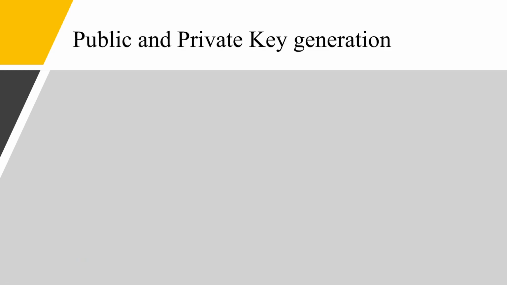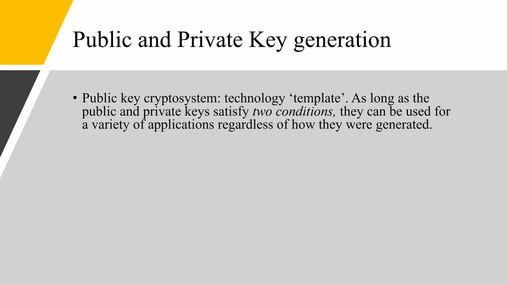Okay, so this is one of the last topics, public and private key generation. A public key cryptosystem, it's useful to think about it as a technology template. So as long as public and private keys satisfy some properties, which I will spell out after this, they can be used for a wide variety of applications. So that's like signature, authentication, confidentiality, anything. And how elliptic curves are useful here is because they help with the key generation.